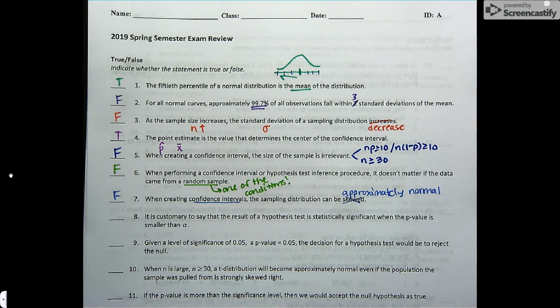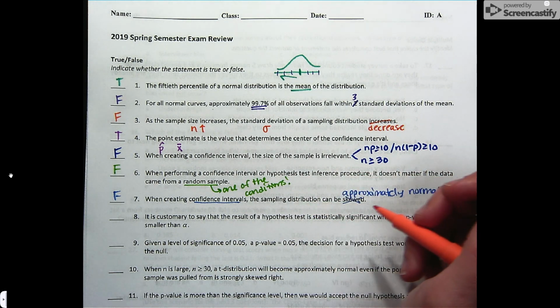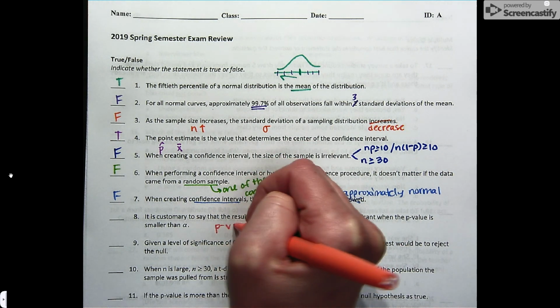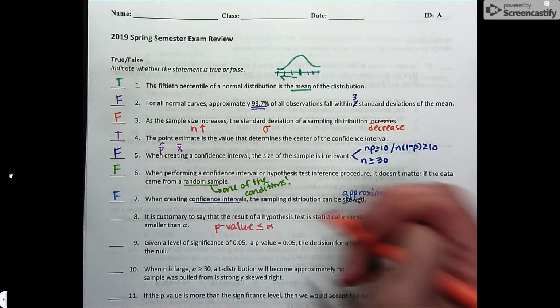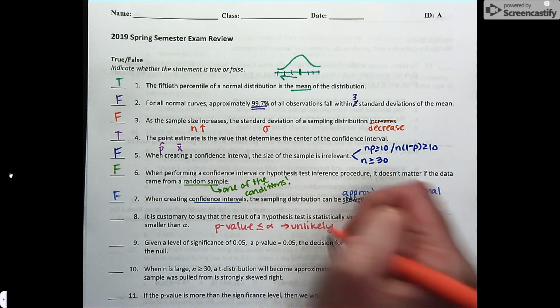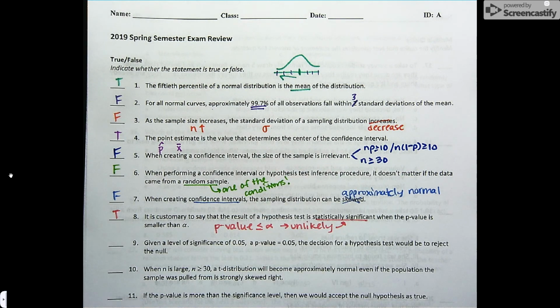Number 8, it is customary to say that the result of a hypothesis test is statistically significant when the p-value is smaller than alpha. So if my p-value is smaller, technically or equal to alpha, remember that means that it's unlikely to happen. And if something's unlikely to happen, that is what we call statistically significant. So that is true. That just means, wow, we found something that's so unlikely that there might be another cause for that. So that's why it's statistically significant.